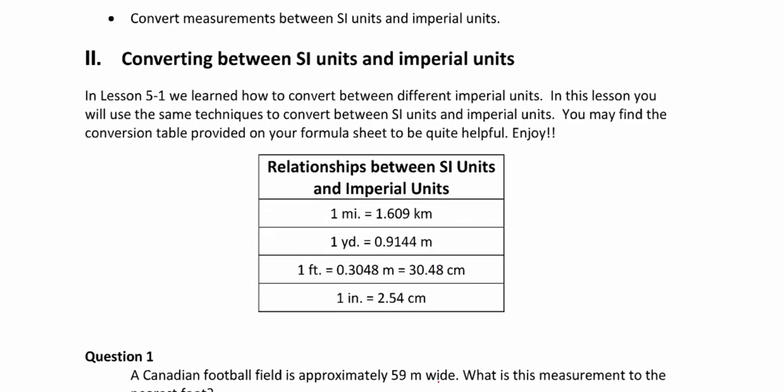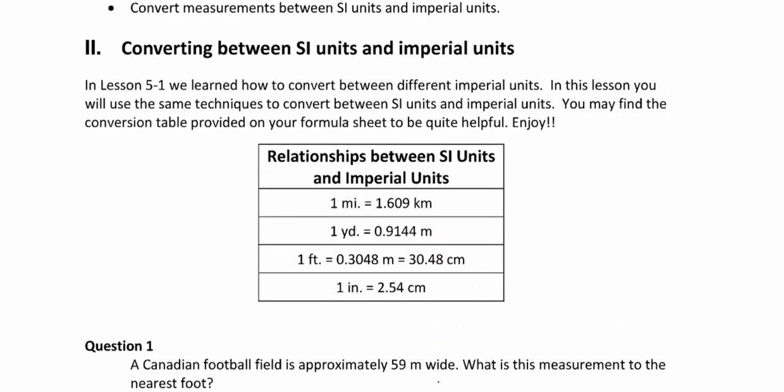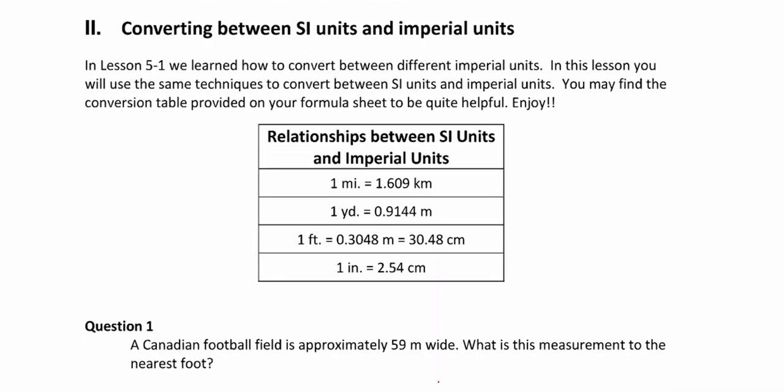Okay, so now what we're going to do is convert between SI units and imperial units. So we think about our different SI units or our metric system units. Those are going to be things like meters, kilometers, centimeters, millimeters, right? And we're going to stick to these four for now.